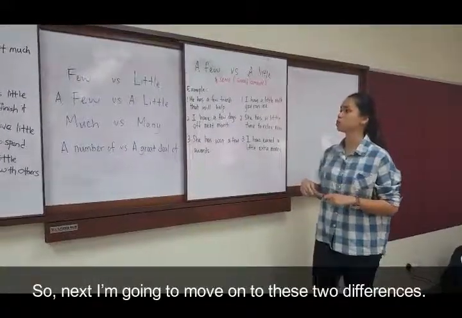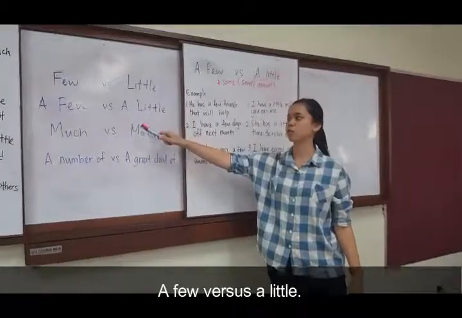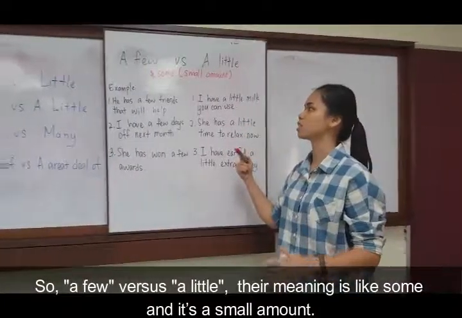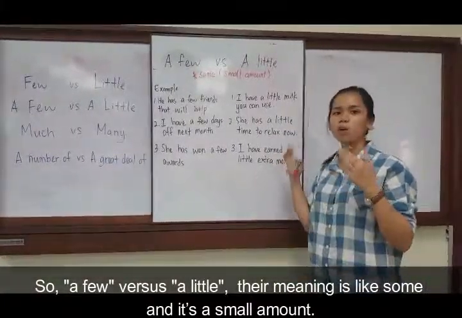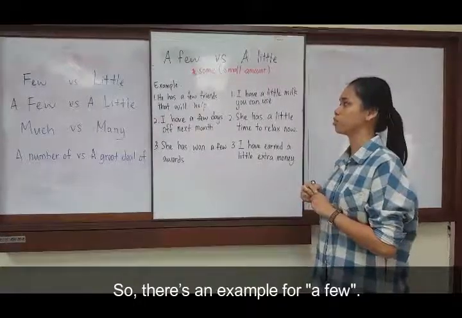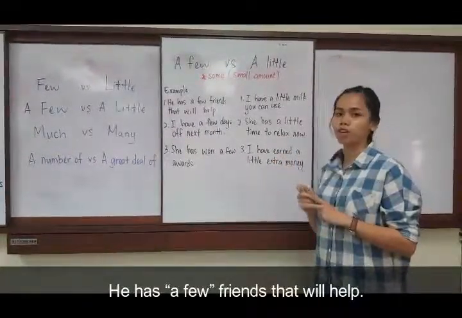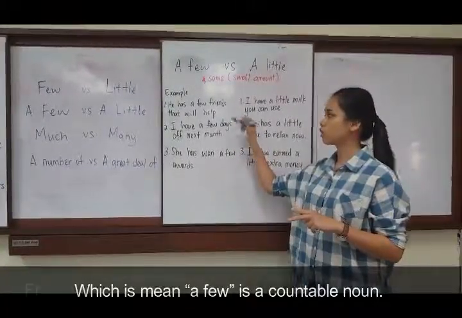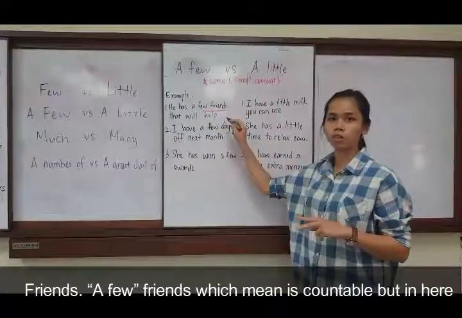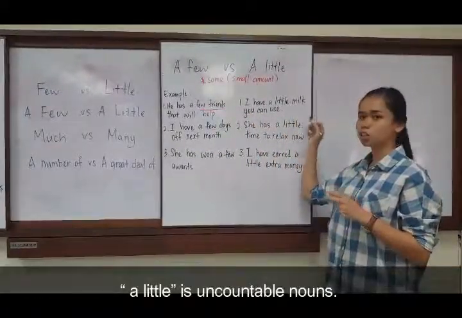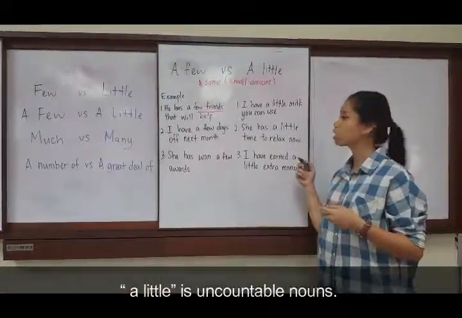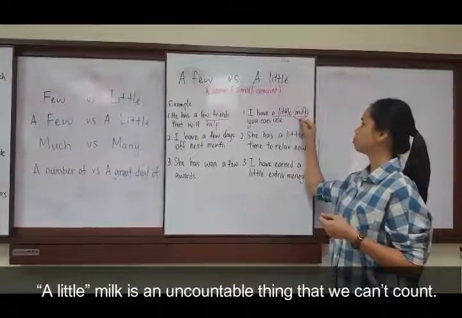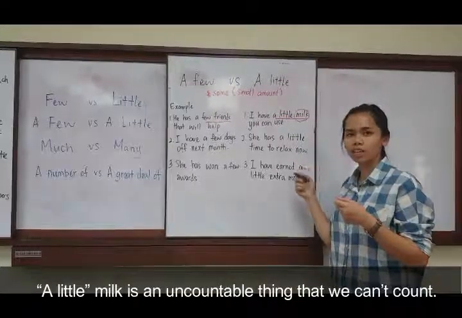Next I'm going to move on to these two, a few versus a little. The meaning is like for some, a small amount. An example for a few: he has a few friends that will help. A few is used with countable nouns, friends, a few friends. But here, a little is used with uncountable nouns. I have a little milk you can use. A little milk. Milk is uncountable.